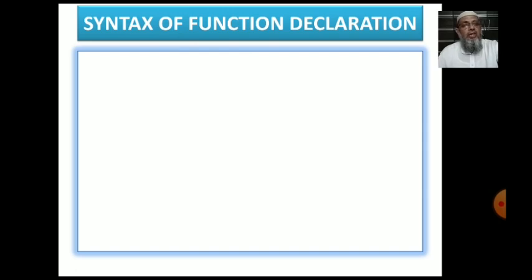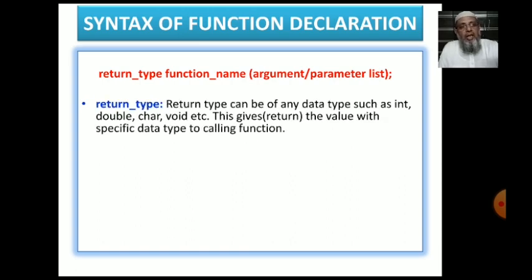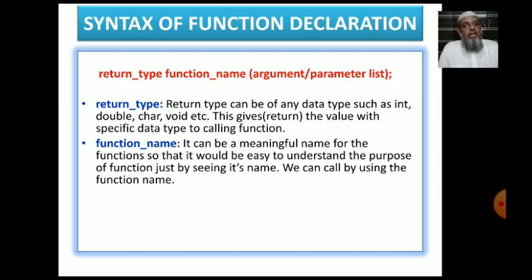The syntax of function declaration is here. The syntax is return type, meaning data type, function name, and argument or parameter list, and the detailed explanation is here. What is the return type? It is the specific data type which the function will return. It can be double, character, float, void, or integer. And the function name should be, as we have just explained, a meaningful name. Any name can be given to the function, but it should be meaningful.